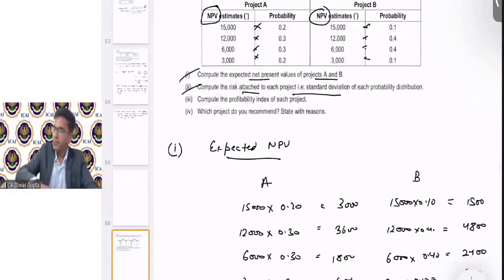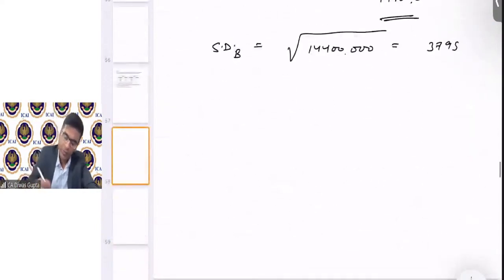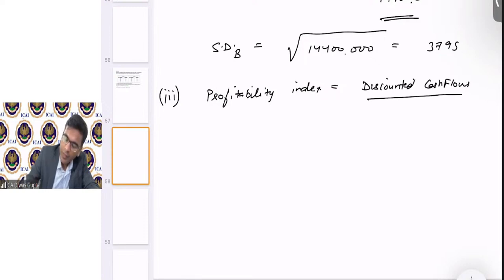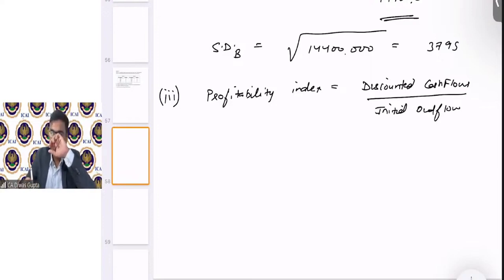Now, the next part here is compute the profitability index. So I think profitability index, students, you would have studied in your inter, how to calculate that. What is the formula for profitability index, students? So profitability index is given by discounted cash flows divided by initial outflow. Correct, students? That is how we calculate the profitability index.